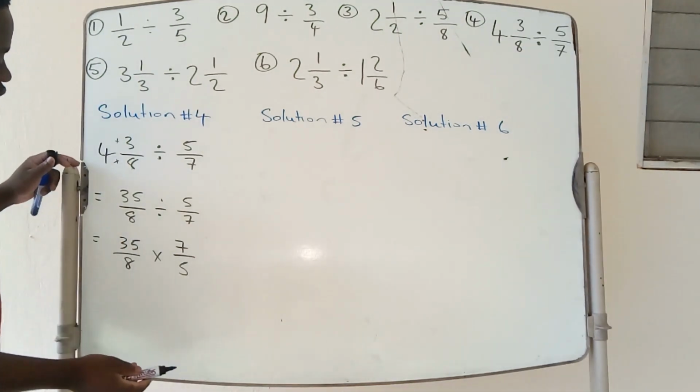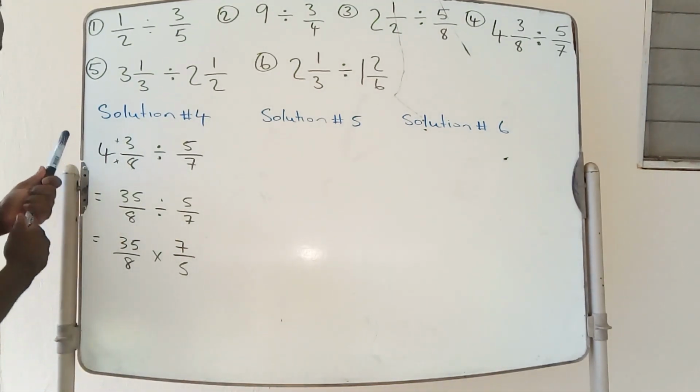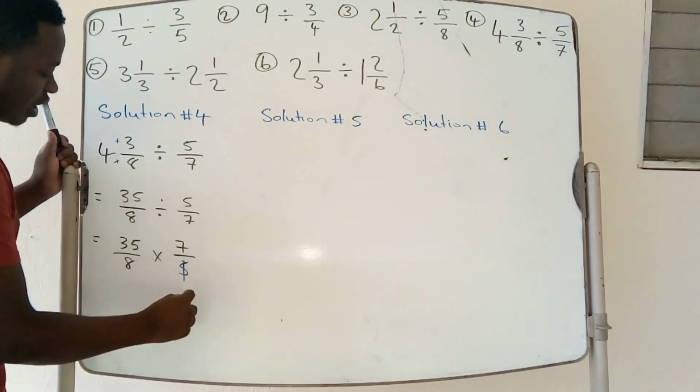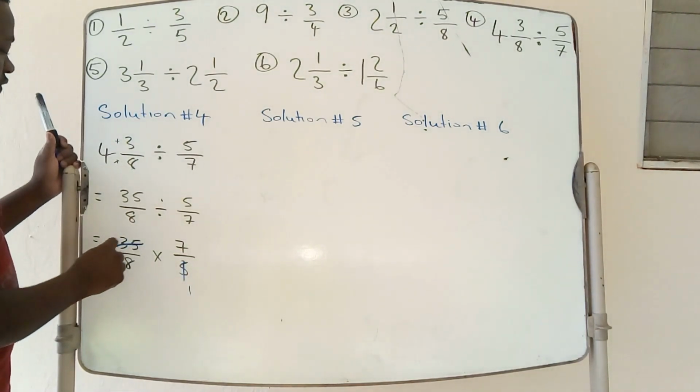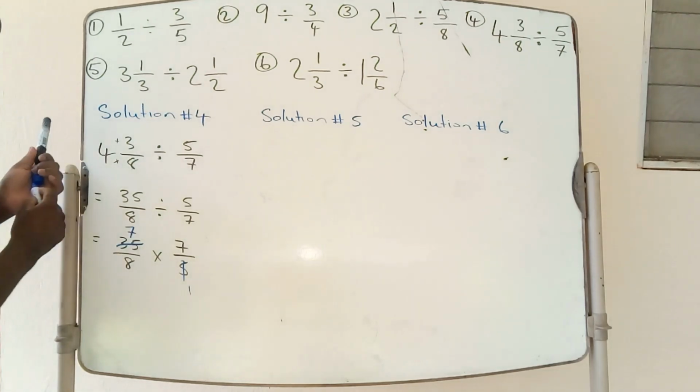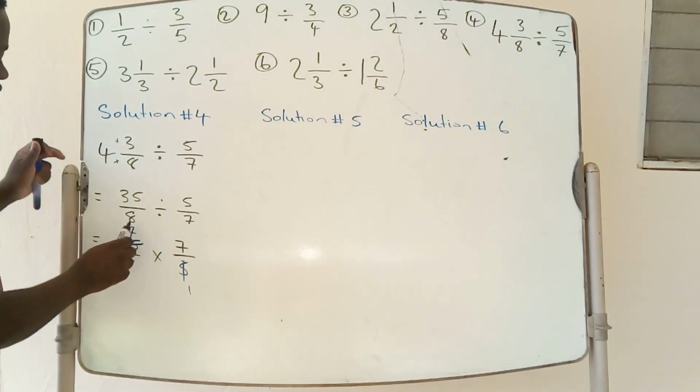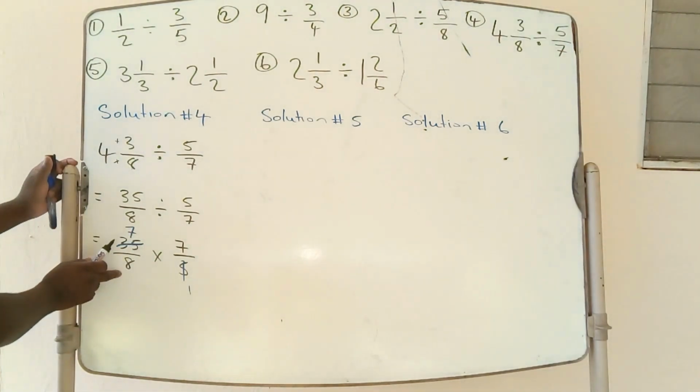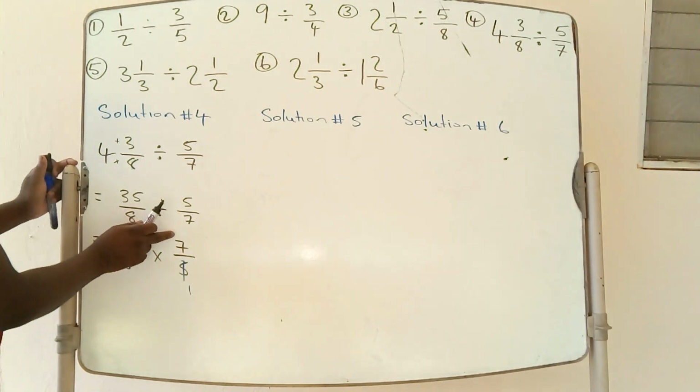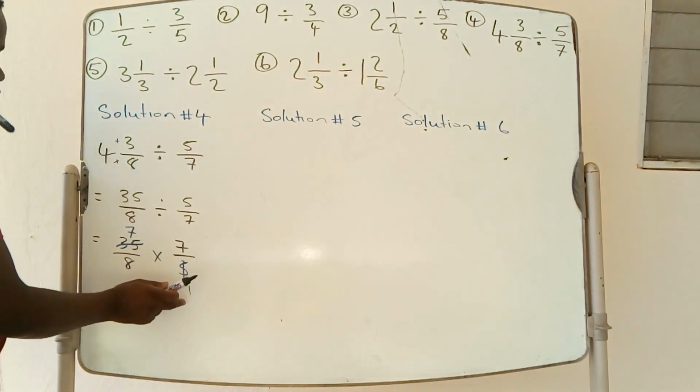Now, can we reduce? Yes, we can. So 5 into 5, 1, and 5 into 35 goes 7. So note here, what we're left back with is 7 over 8. And what we're left back with here is now 7 over 1.